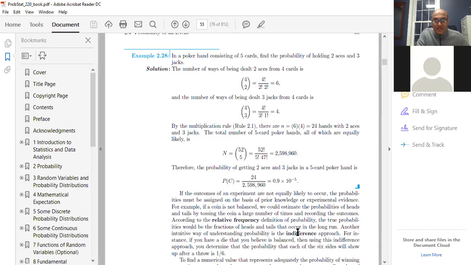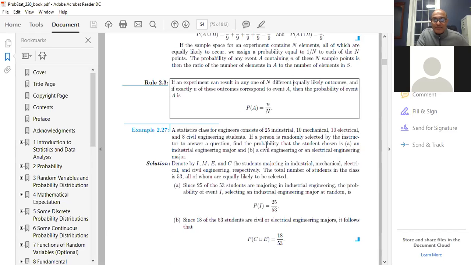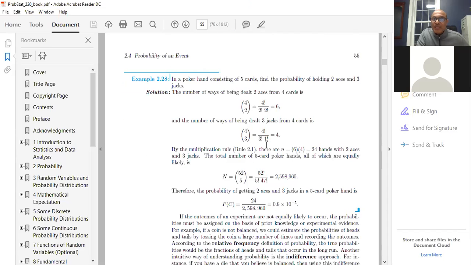The next example is: in a poker hand consisting of 5 cards, find the probability of holding 2 aces and 3 jacks. Good, nice example. Now look at this, guys. A poker hand consisting of 5 cards. Find the probability of holding 2 aces. How many aces are there in a deck of cards? There are 4 aces, right? Out of these four, we are going to pick just 2.